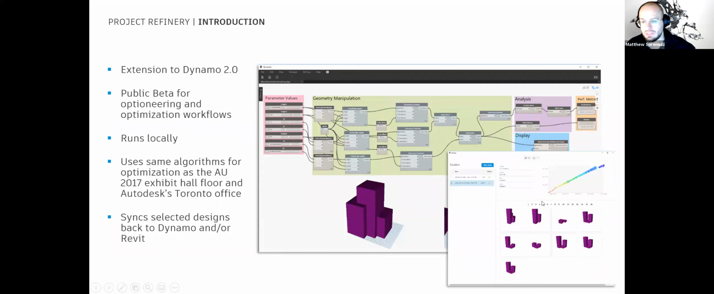There are some pretty easy case studies that we provide new users on the beta. There's what we call the 3-box problem. You have 3 masses of a building. How big should they be relative to each other for volume and surface area?